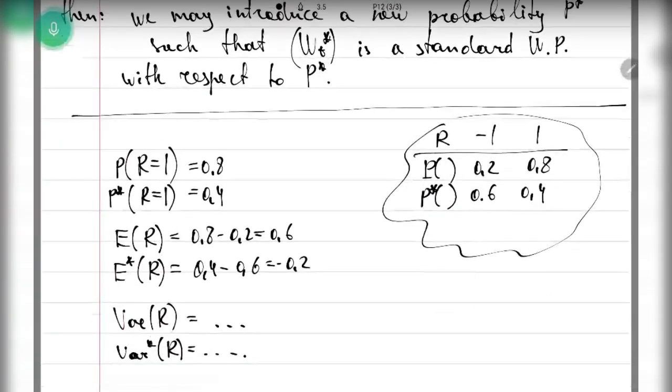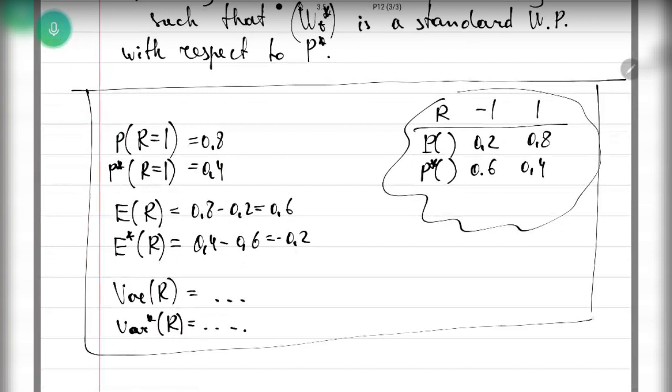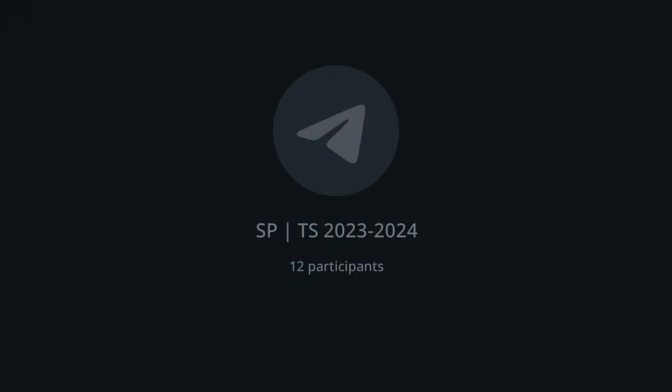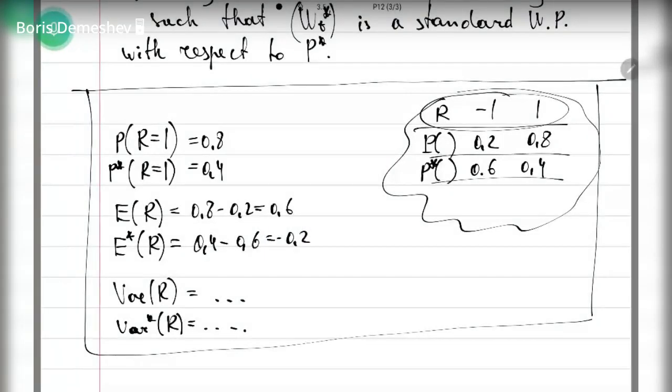Okay, let's understand this example first. You have two different ways to calculate expected values and variances and probabilities. Okay, you have two ways. That's clear. You have one random variable, but you have ways to calculate its characteristics under P and under P star. You have different expected values, different variances. Okay, that's clear.